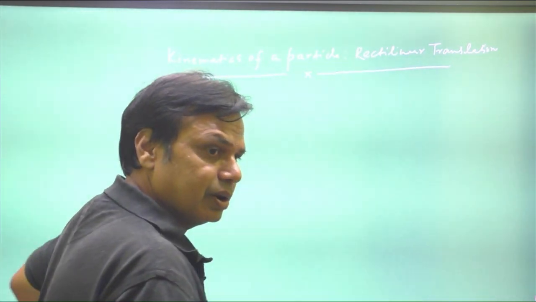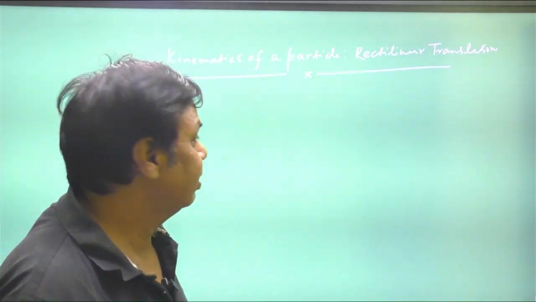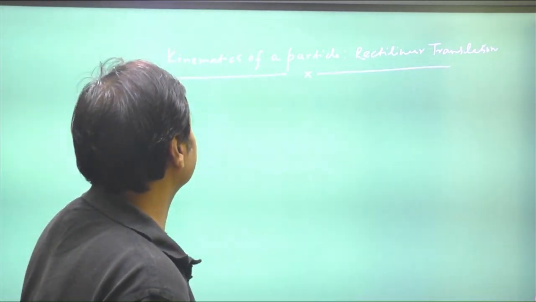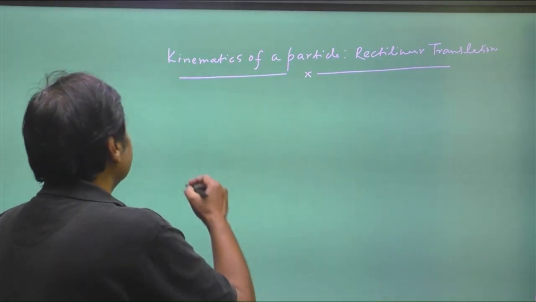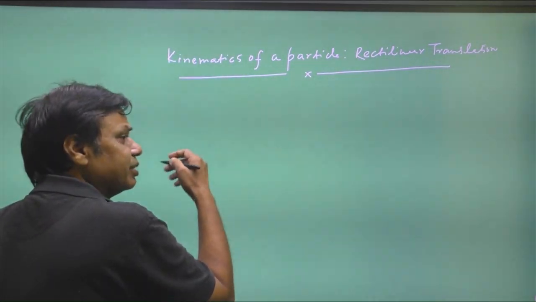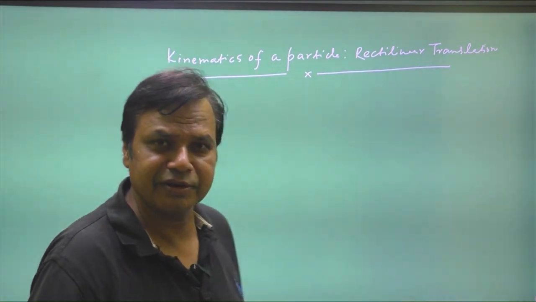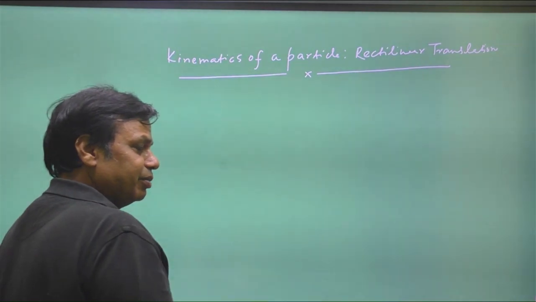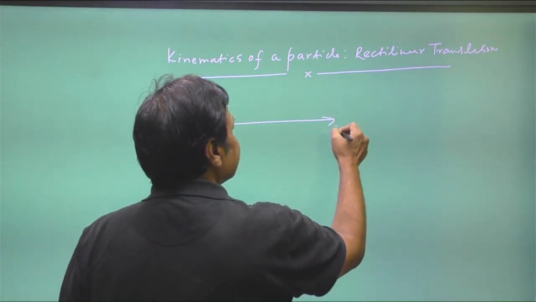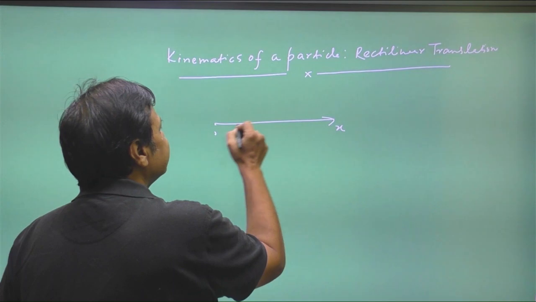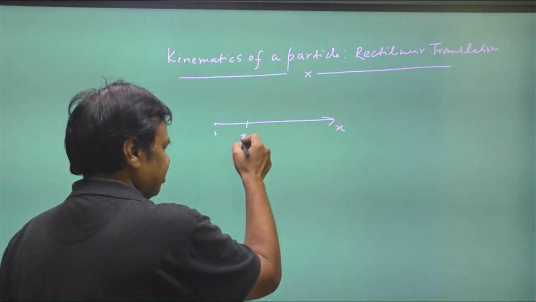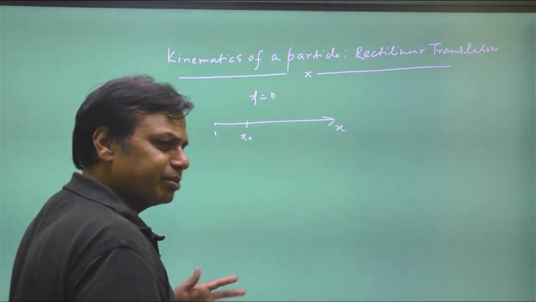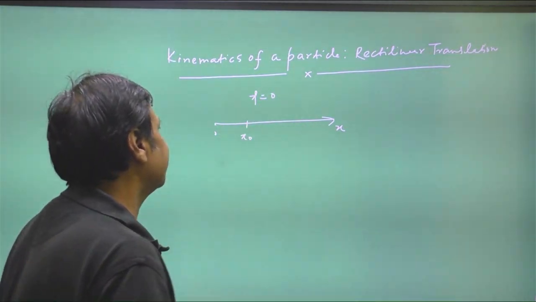So, what is the first situation I'm going to discuss today? I'm going to discuss today the motion with constant acceleration. Suppose we have a particle moving along the x-axis, its initial position being x0 at t equals 0. I am discussing the condition at t equals 0, that the initial position of the particle is x0.